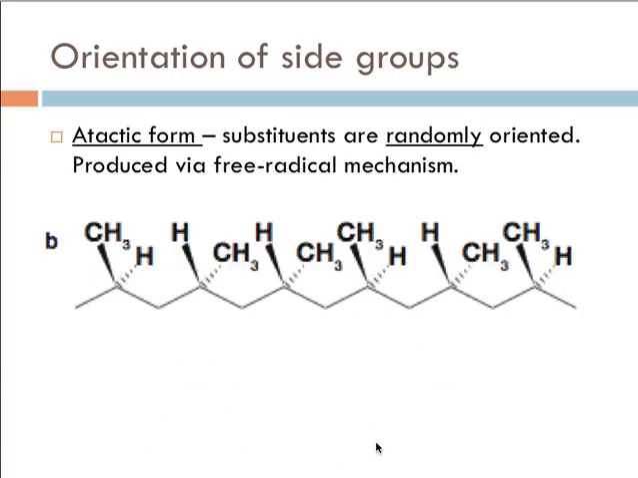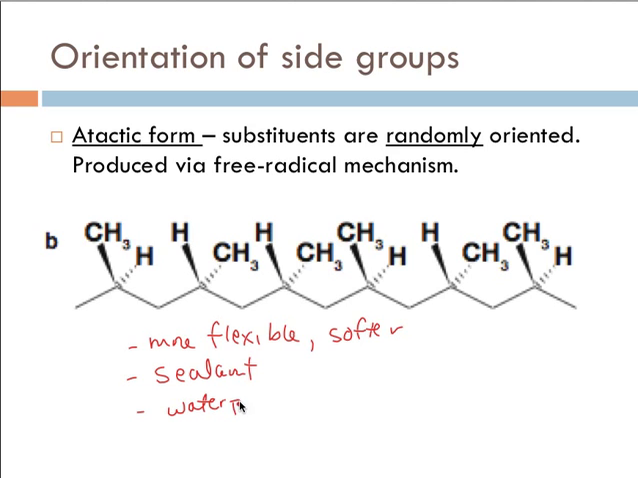The less ordered, more random form has properties that are more flexible and softer. These are sometimes used as sealants and waterproof coatings.